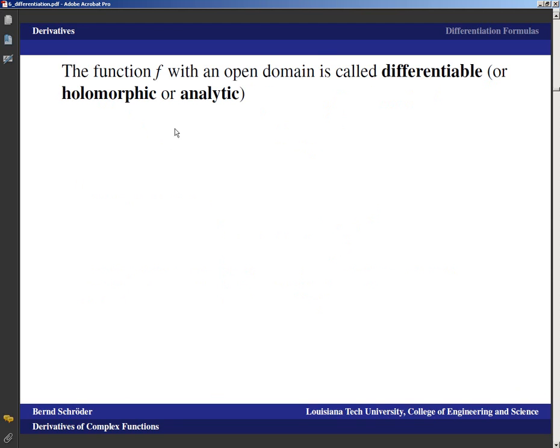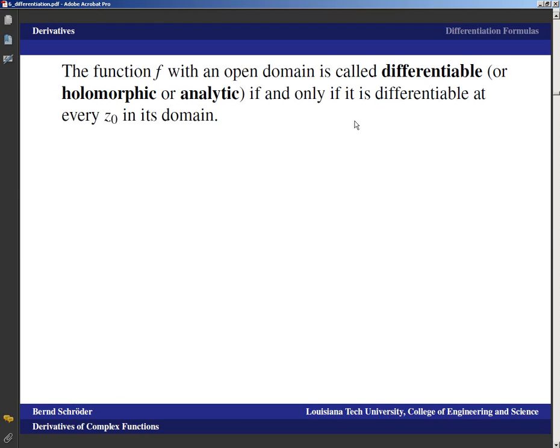Okay, a function f with an open domain is called differentiable or holomorphic or analytic. And these words are very often used interchangeably in complex analysis. Even though a technical difference between those terms can be made in a broader context, typically in complex analysis they're used interchangeably. And we will stick with analytic throughout, if and only if the function is differentiable at every z0 in its domain.